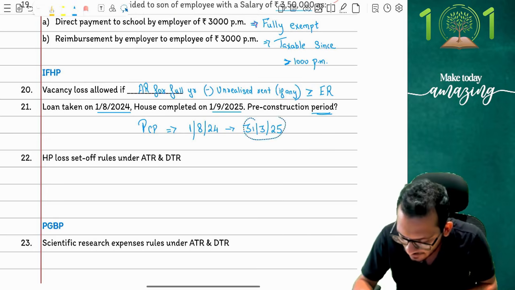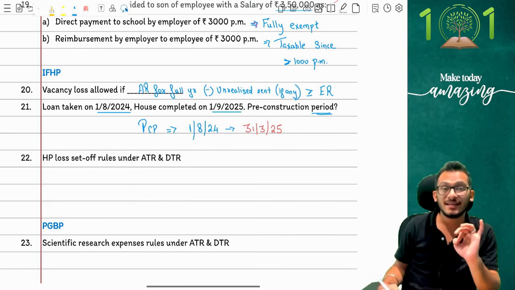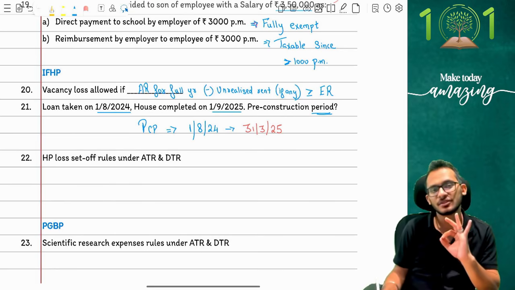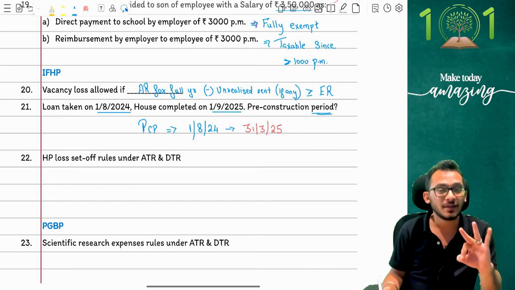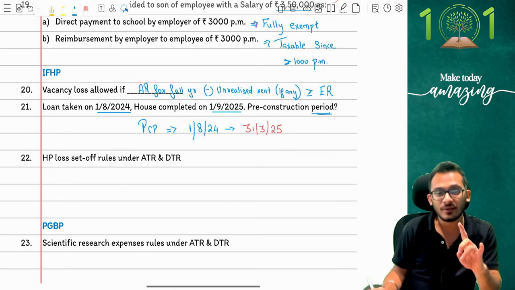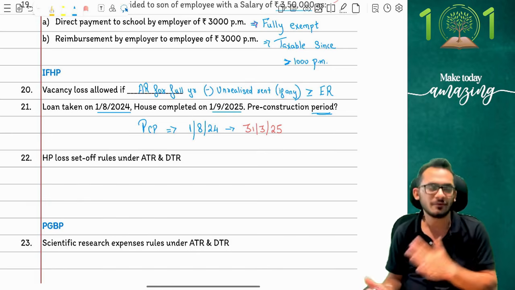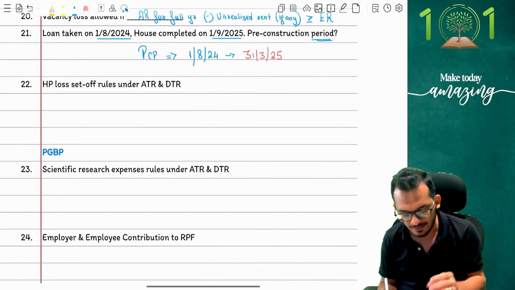It is not going to be until 1st September, people. It is going to be until 31st March because that is the year prior to the year in which the house is completed. Pre-construction period has a very simple rule. You cannot take the construction completion year. You have to take the year prior to the completion year, and therefore pre-construction period is 31st March 2025. That's what the calculation is. Clear? Yes, very good.